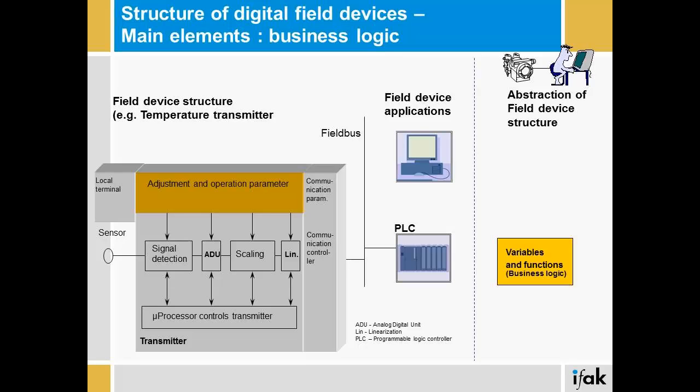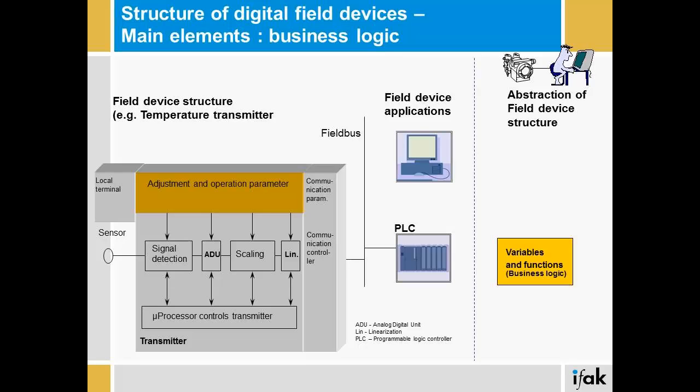And these functions are controlled by the microcontroller in this field device. For this control, we need adjustments and operational parameters like thresholds, engineering units, scaling information, default values, safe values, and so on. So this is one part we have to represent in this field device proxy. These are the variables and functions which are also known as the business logic of the field device.